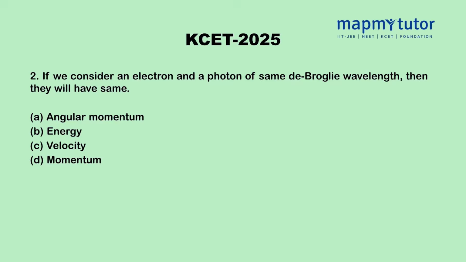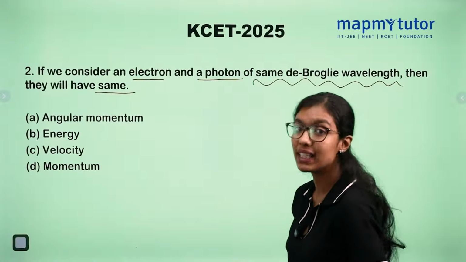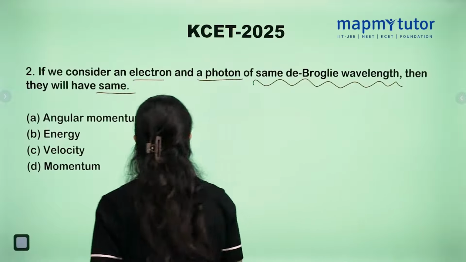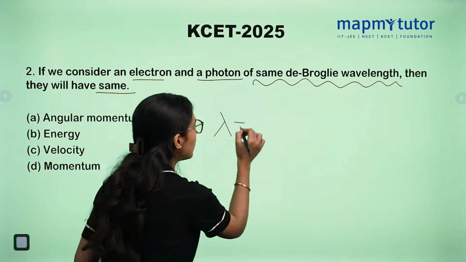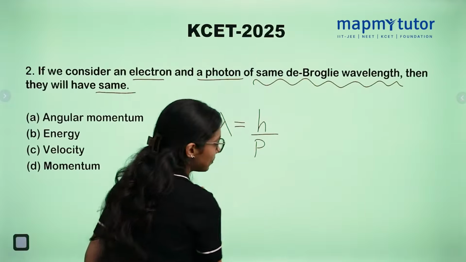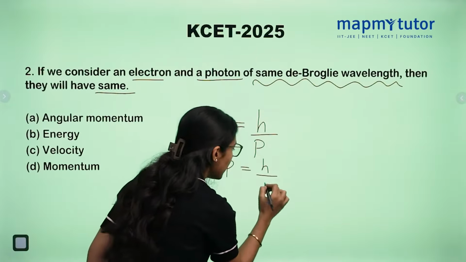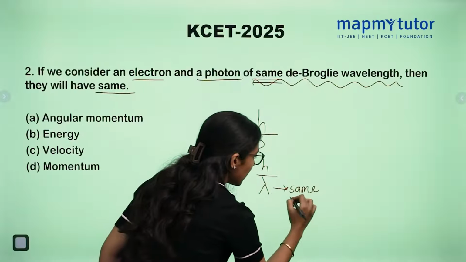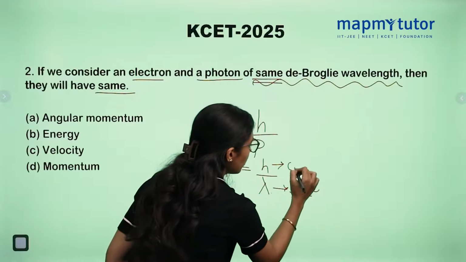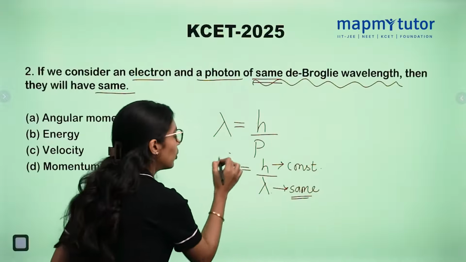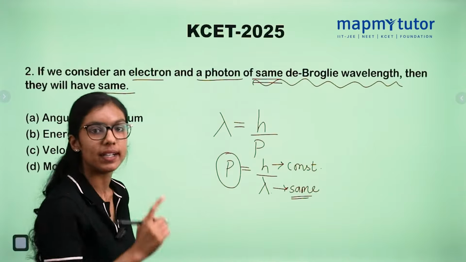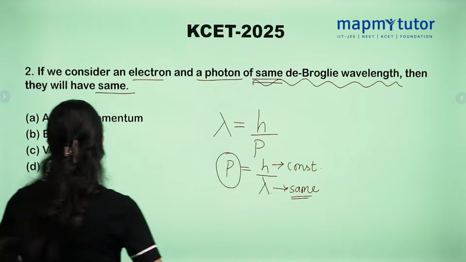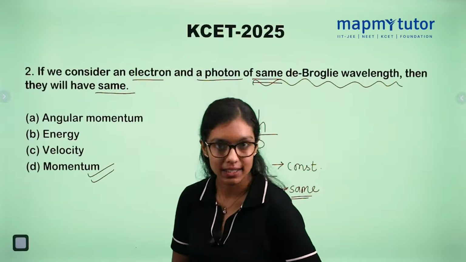If we consider an electron and a photon of same de Broglie wavelength, then they will have same. So they are talking about de Broglie wavelength. What is the formula which we learned? De Broglie wavelength lambda equal to h by p. So I can tell p equal to h by lambda. They are telling same de Broglie wavelength. H is my Planck's constant, which is again a constant value, right? So my p, that is linear momentum, will remain same. That is option B is the correct answer here.